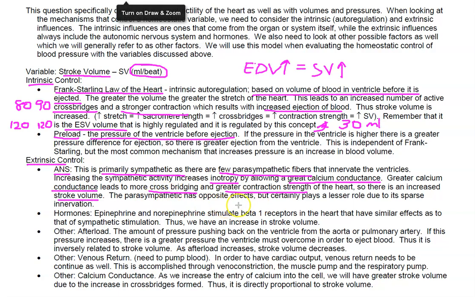The parasympathetic has the opposite effect, but it's not very great. It doesn't have a huge influence because it's a sparse innervation.